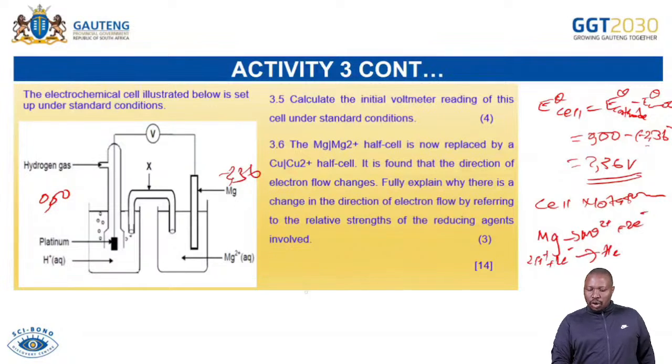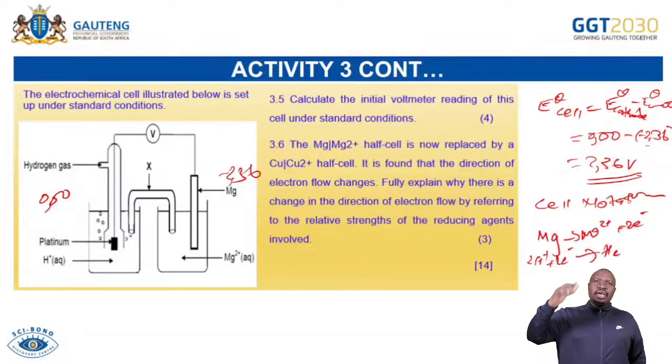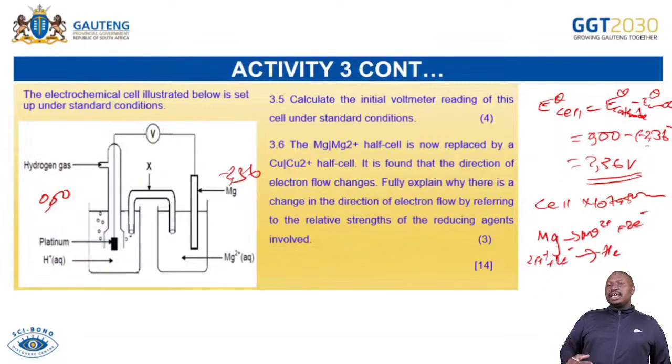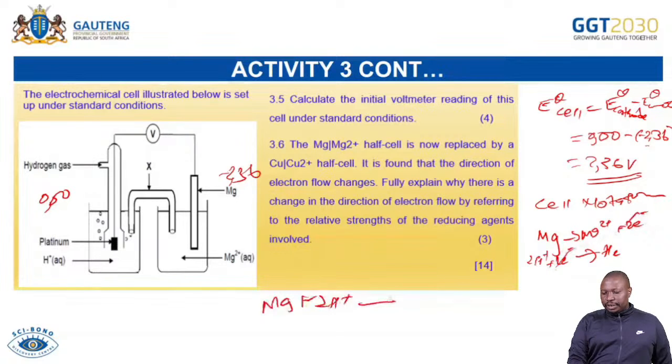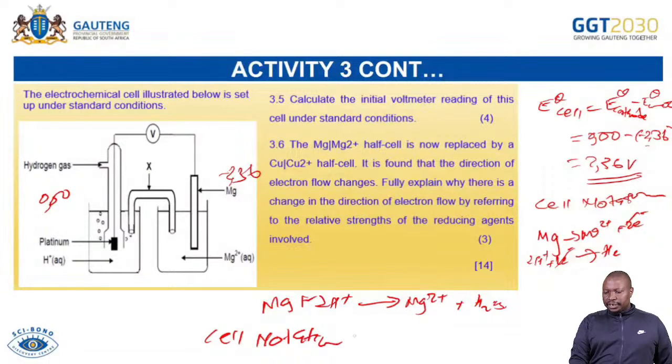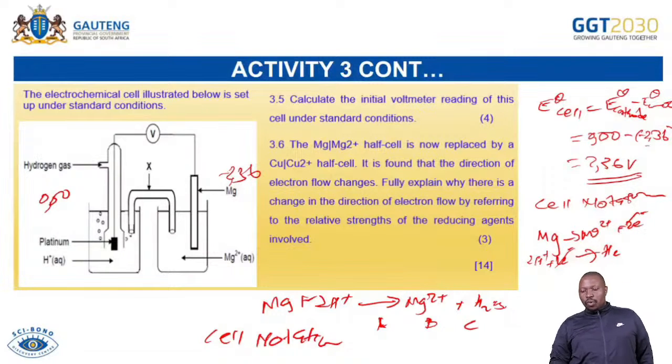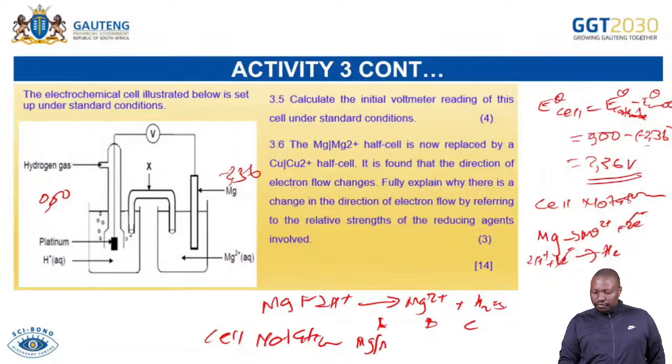Then you're able to do what we refer to as the overall. Remember, for the overall, you just ensure that the electrons are balanced, and if electrons are balanced, you cancel them and you write your reactants, which in this case are magnesium plus 2H plus on the left. On the right, you will have your products, which are magnesium 2 plus and hydrogen gas. Then you are able to do what you call cell notation. For cell notation, we are saying ABC, which means that you will have your anode, your salt bridge, and then your cathode, which in this case, your anode, you are saying magnesium loses electrons to form magnesium 2 plus.